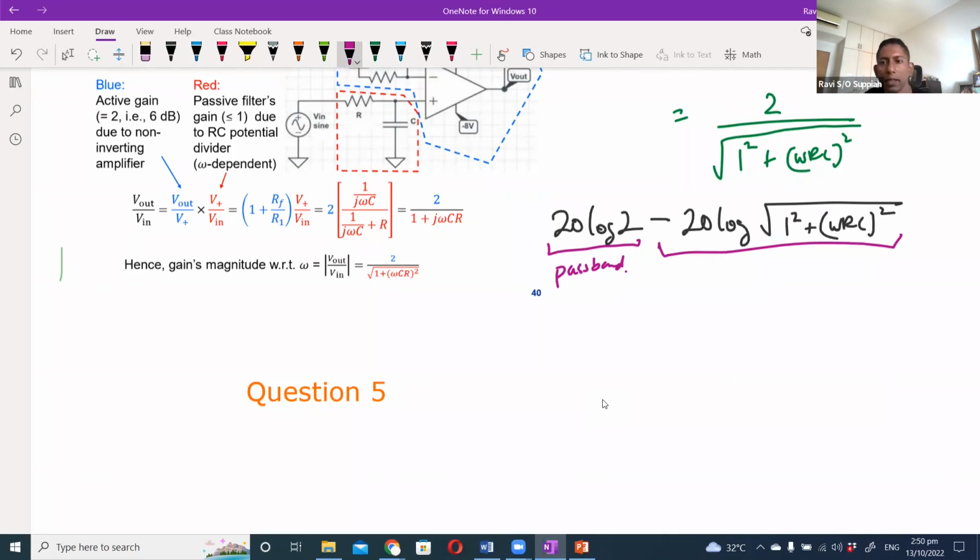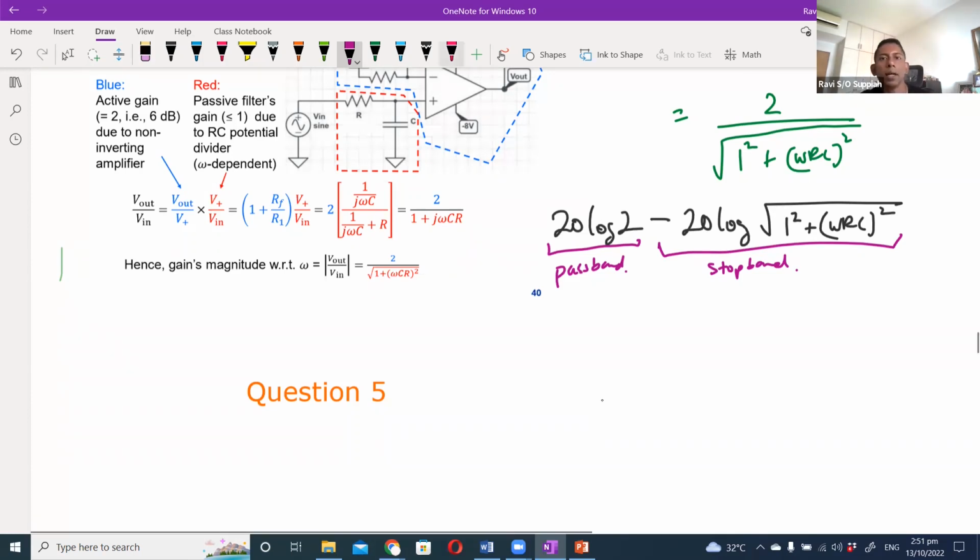So this is actually the stop band. Why? Because this is the gain that you will reduce by, depending on the omega value. So the expression has two parts. The first part is the pass band, which is independent of frequency, and the second part is the stop band, which is dependent on the frequency. So we know that this second half is the stop band expression.